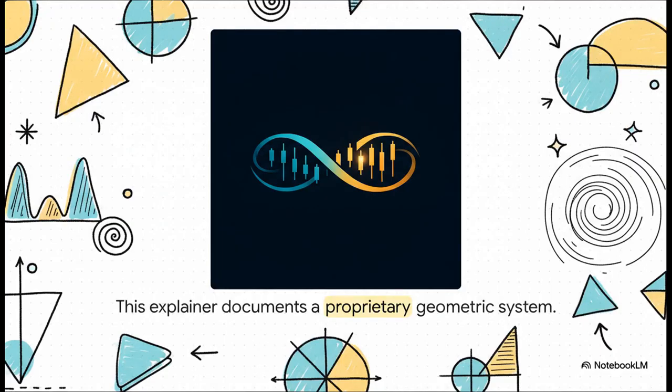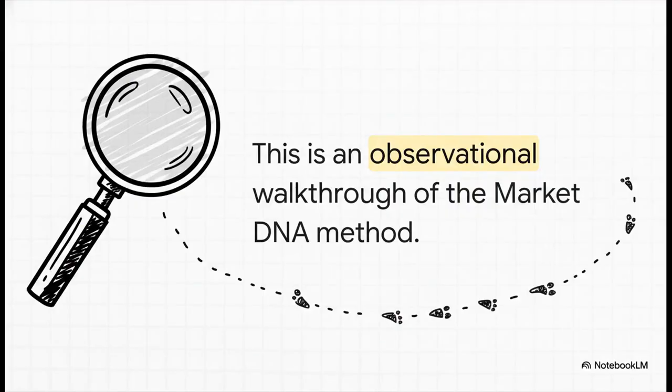So what we're looking at is a proprietary geometric system designed for markets. And it's really important to stress that our role here is simply to document. We're going to follow the process exactly as it's been laid out. We're not analyzing, we're not interpreting, we're just observing. So you can think of this whole thing as an observational walkthrough. We're just following a very specific set of visuals and data points to see how this method works. So with that said, let's get into it.